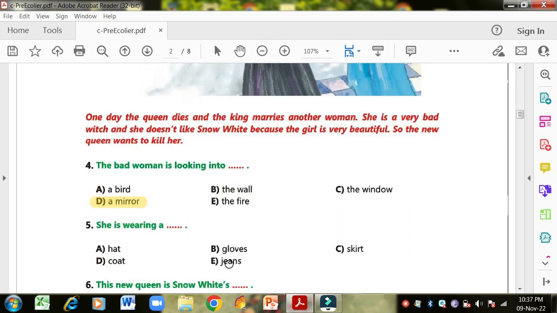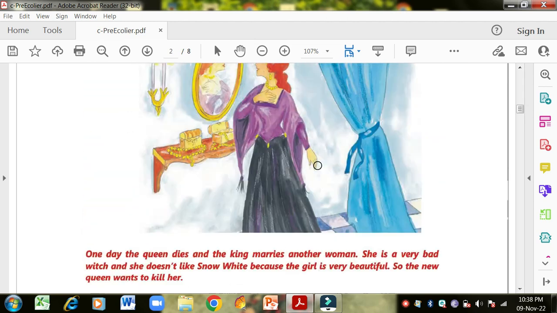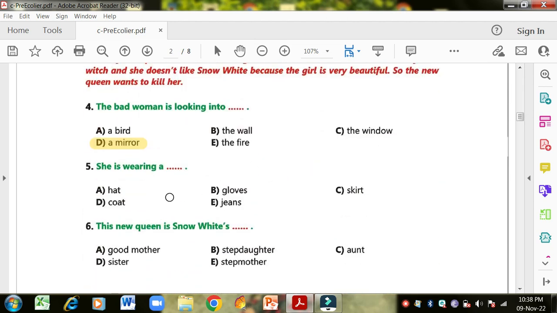No. She is wearing gloves. Is she wearing gloves? No. Is she wearing a skirt, or a coat, or jeans? So the correct answer is skirt. She is wearing a skirt. So you have to circle it.